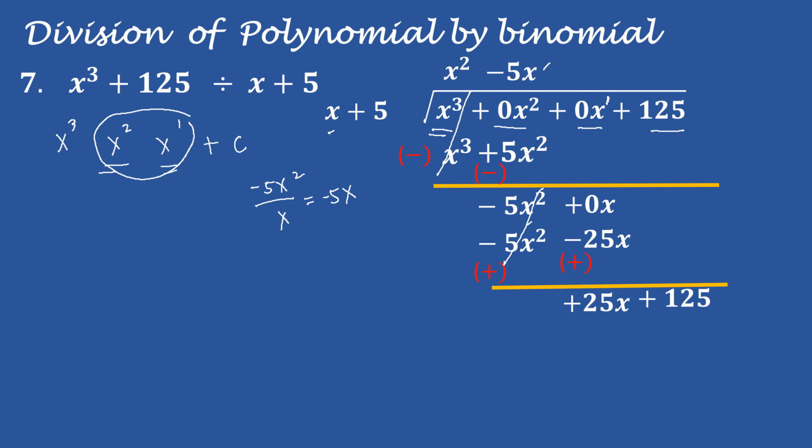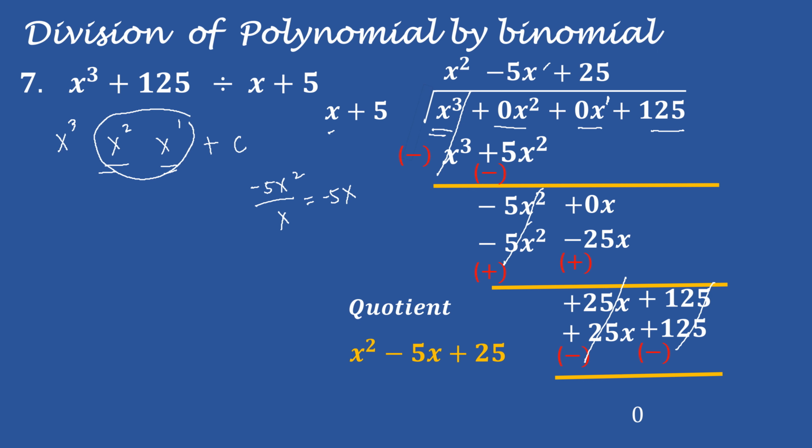And then 25x divided by x, we have a positive 25. And then positive 25 times x is 25x, while 25 times 5 will give us 125. So, changing the signs of the subtrahend, proceed in vertical addition, and this is already a 0, and this is already a 0. So therefore, our quotient is x squared minus 5x plus 25. And since it answers 0, there's no remainder.